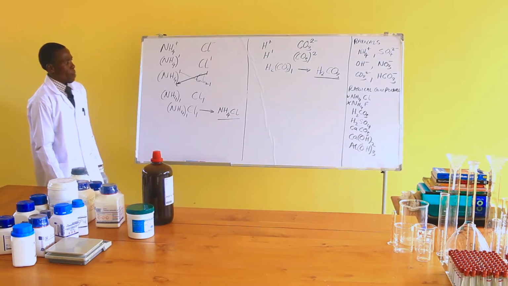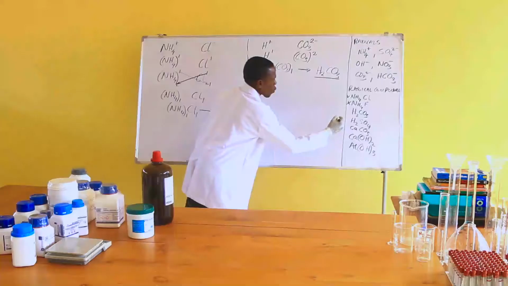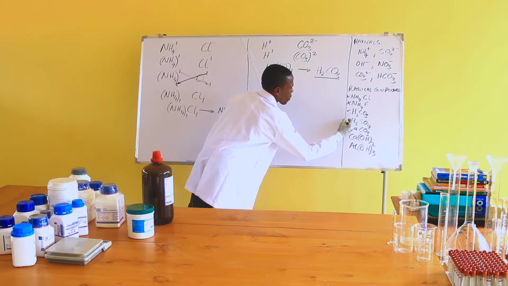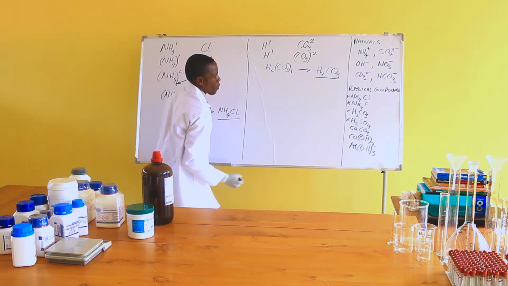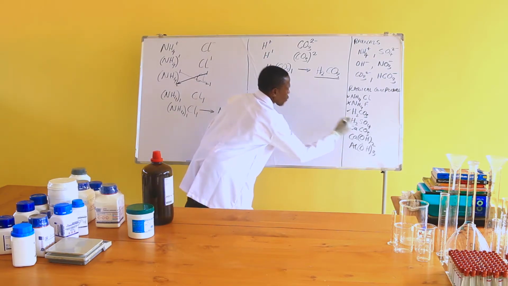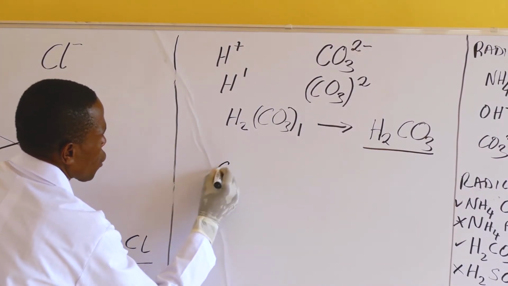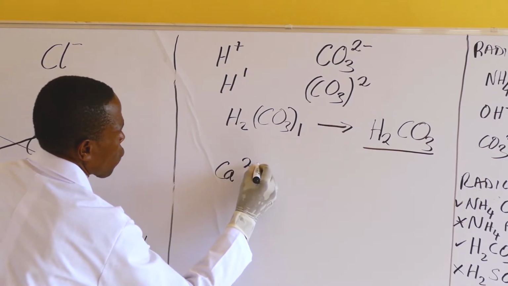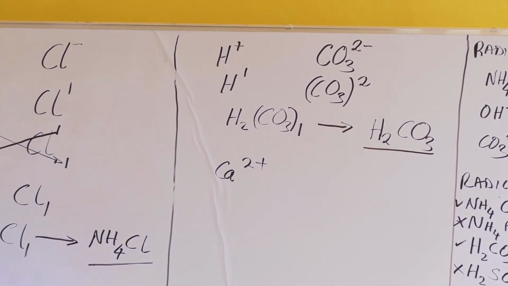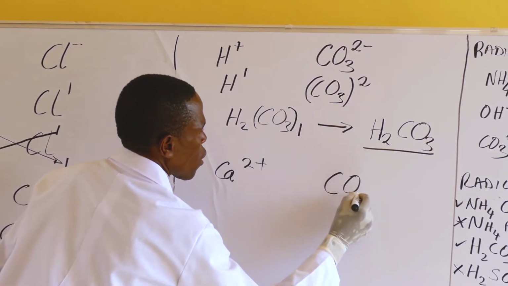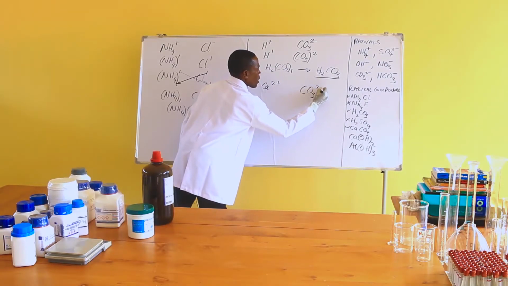Lastly, let me have this one. You can try this one, because it is of the same nature. Now let us pick this one here, calcium, with a positive charge of 2, in combination with carbonate with a charge of negative 2.